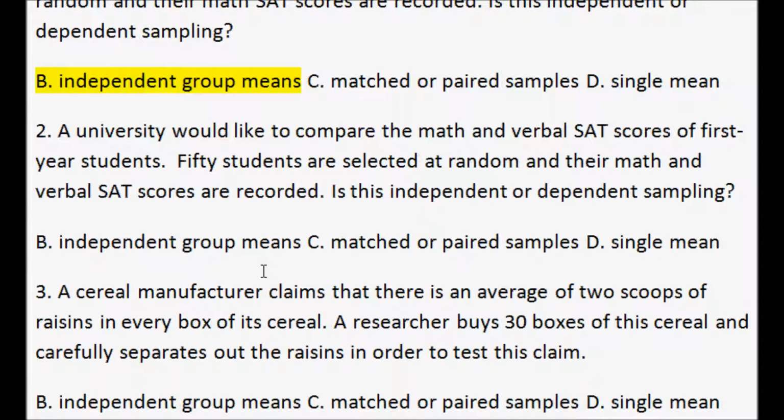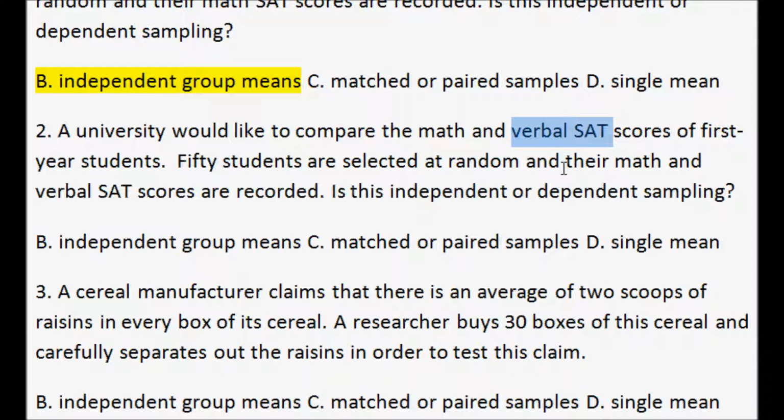Let's contrast that with this next one where you have a university wanting to compare the math and verbal scores for first-year students. And 50 students are selected at random, and their math and verbal SAT scores are recorded. Now, in this case, there's a single sample, and that single sample is giving me two numbers. We're comparing the math and the verbal SAT scores. And so I'm going to have 50 math scores, one for each of the 50 students, and 50 verbal scores.